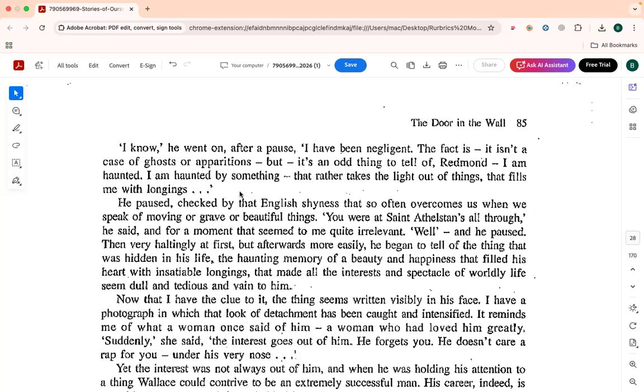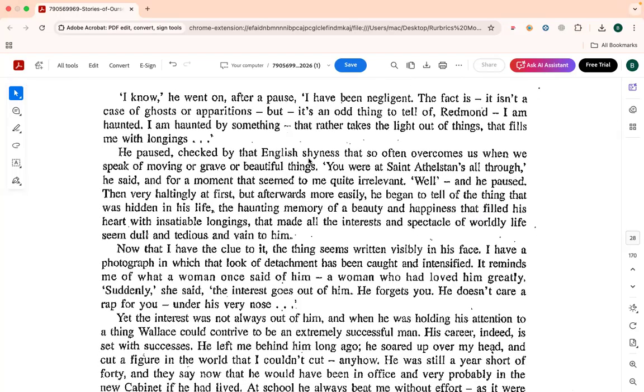not achieving his desire. He paused, checked by that English shyness that so often overcomes us when we speak of moving or grave or beautiful things. You were a saint at Ethelstan's all through, he said, and for a moment that seemed to me quite irrelevant. Well, and he paused. Then, very haltingly at first, but afterwards more easily, he began to tell of the thing that was hidden in his life, the haunting memory of a beauty and happiness that filled his heart with insatiable longings that made all the interest and spectacle of worldly life seem dull and tedious and vain to him.